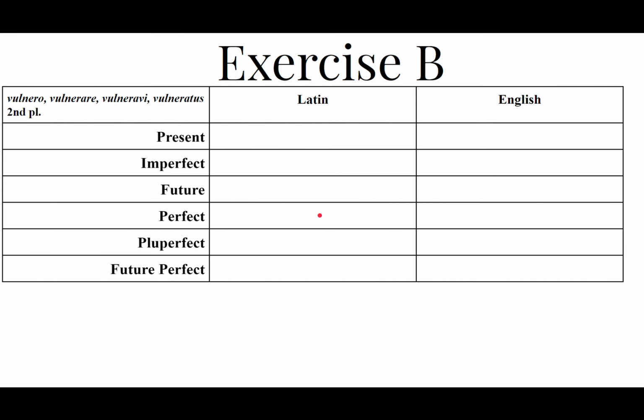The perfect, pluperfect, and future perfect, perfect stem, vulnerav, and then the appropriate tense markers and endings. The personal endings for the perfect tense are isti, it, imus, istis, erunt. So istis. Vulneravistis. Ye wounded. Y'all have wounded. Ye did wound.